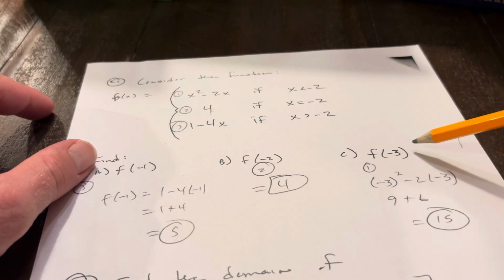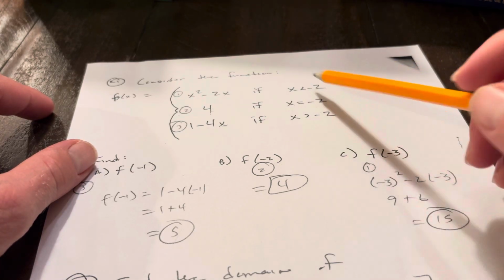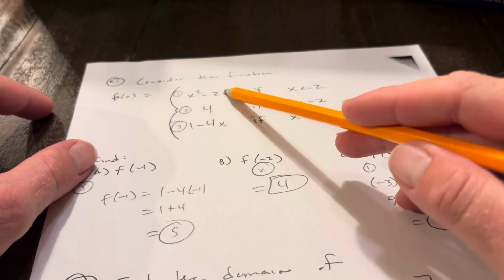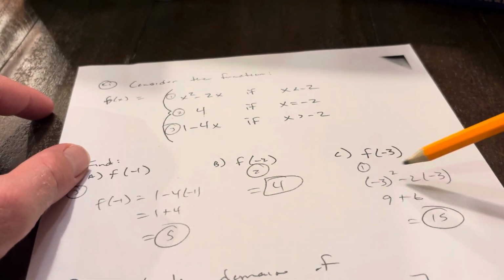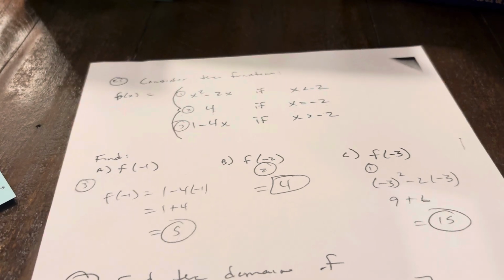F of negative 3. When is x allowed to be negative 3? When negative 3 is less than negative 2. So that first part, plug negative 3 in for x there and there. I use this first equation, and I get 15. All right, we want to handle that one well. That one should also be on the easier side.